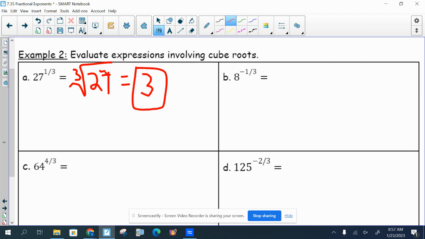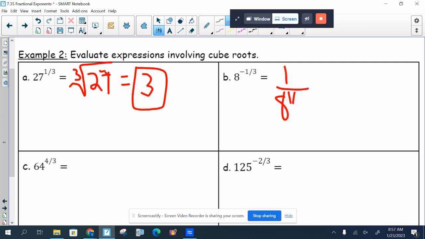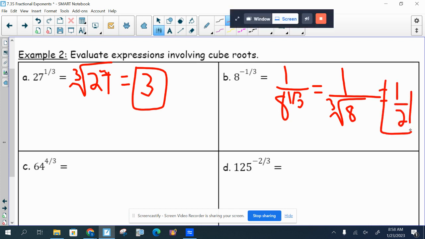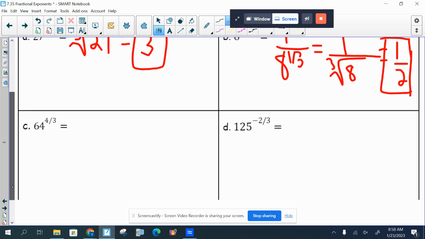B, since it's a negative exponent, we'll do 1 over 8 to the 1/3 first, or you can just write it straight as 1 over the cube root of 8. The cube root of 8 is 2, so 1/2. You might be wondering, how can something that looks so complicated end up being so simple? That's math. Okay, C and D is where it starts getting a little tricky because now we have a numerator.